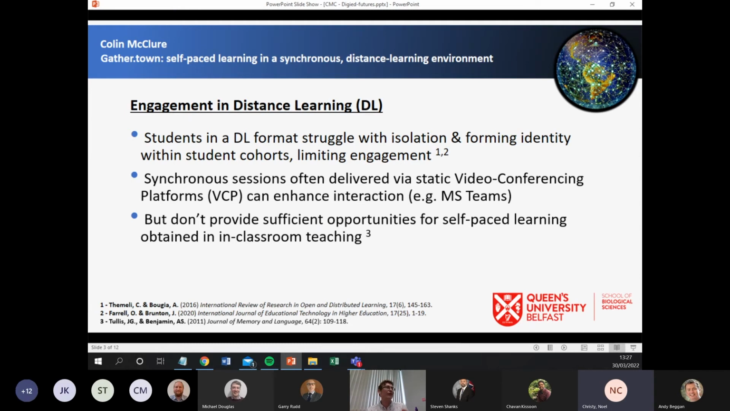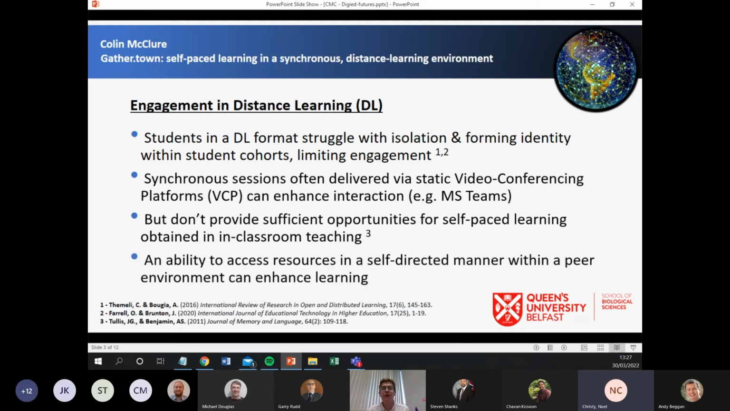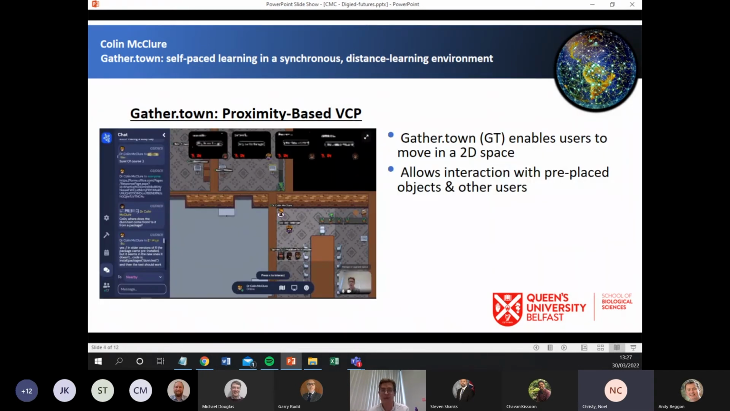And basically that's where we have the sage on stage kind of preaching out to the people, and there's not much engagement or self-pacing within the learning of the students in that environment. So they don't really provide opportunities for self-pacing. But there is an ability to access resources in a self-directed manner. Students have access to resources that they can access at their own pace and determine how their own learning is facilitated in those environments. That might enhance their engagement and enhance their learning processes.